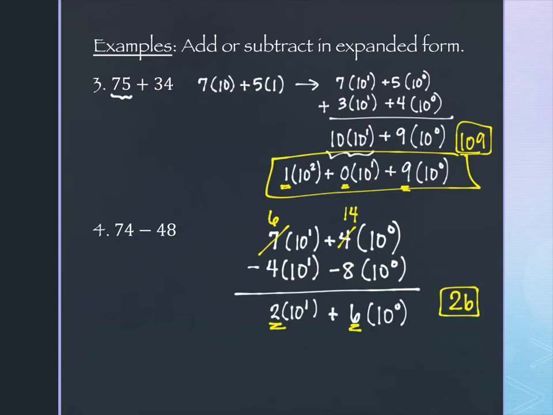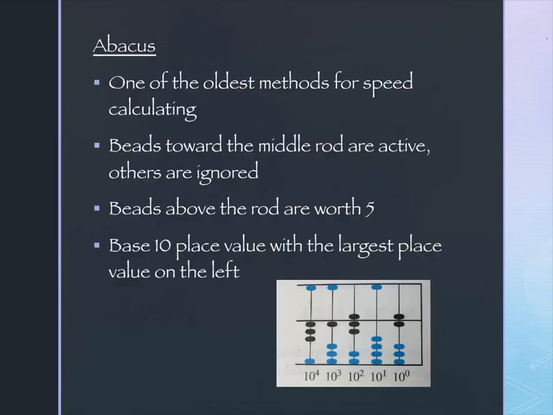All right. The next thing we're going to take a look at is an old-fashioned calculator. The earliest calculator is called an abacus. This was a method used for speed calculating. We're not going to go into the full extent of all the things. We're just going to dabble in it just a little bit. But there's an example here at the bottom of an abacus. This is what one would look like.